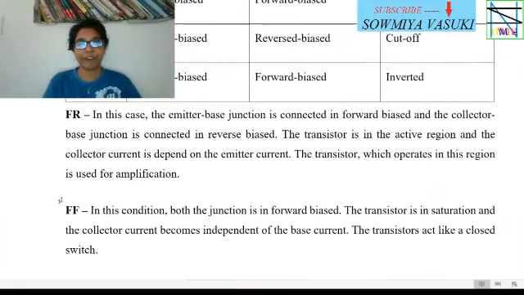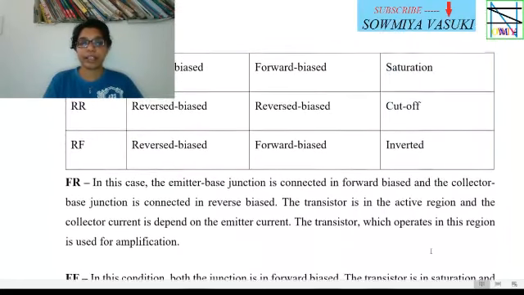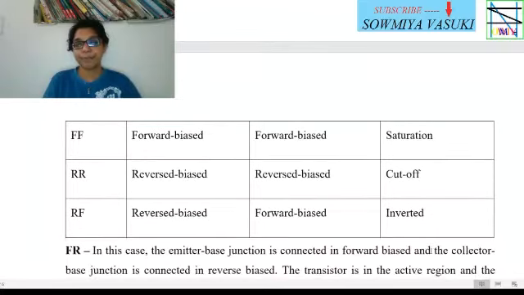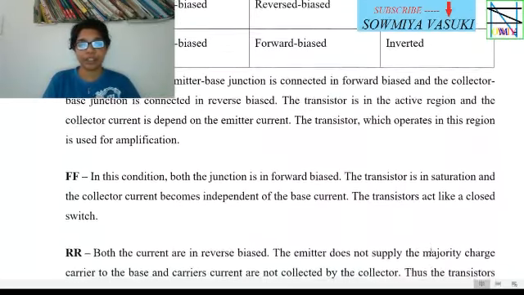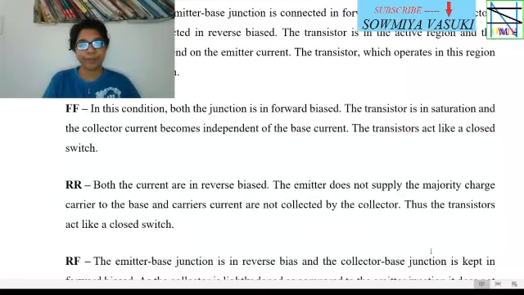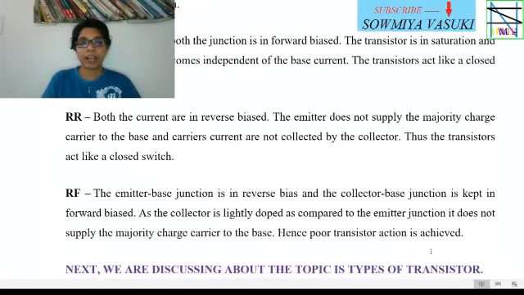The first one is the forward-reverse region. The transistor which operates in this region is used for amplification. In the forward-forward region, the transistor acts as a closed switch. So the active region is used for amplification, and the saturation region is used as a closed switch. Both in reverse bias direction also acts as a closed switch.